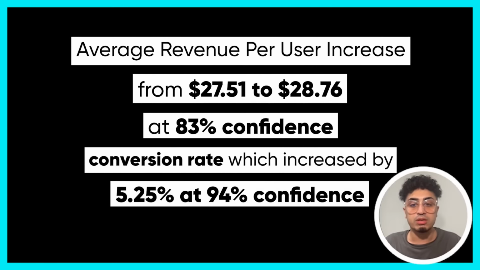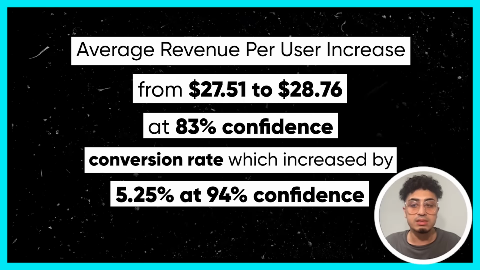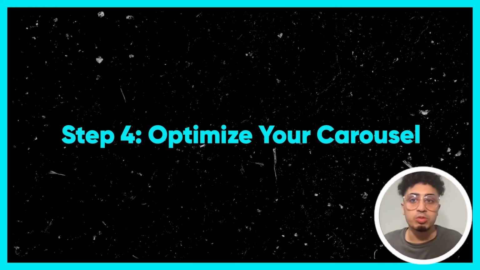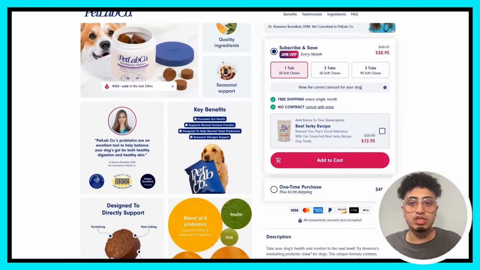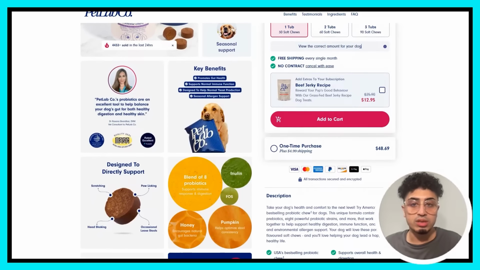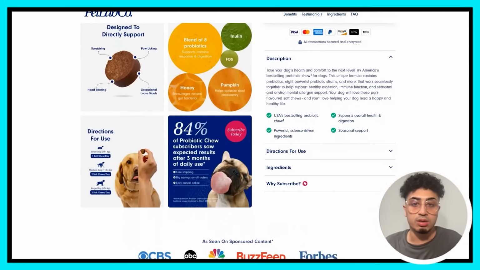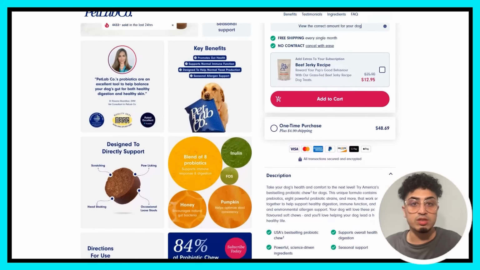Always outperforming the control throughout the entire test. Let's look at step 3, which is optimizing your carousel. This is the photo gallery. In this section, you want to show off the product. You want to demonstrate the ownership benefit we made in the prior section. You want to make sure the images load super fast, so making sure your images are optimized.